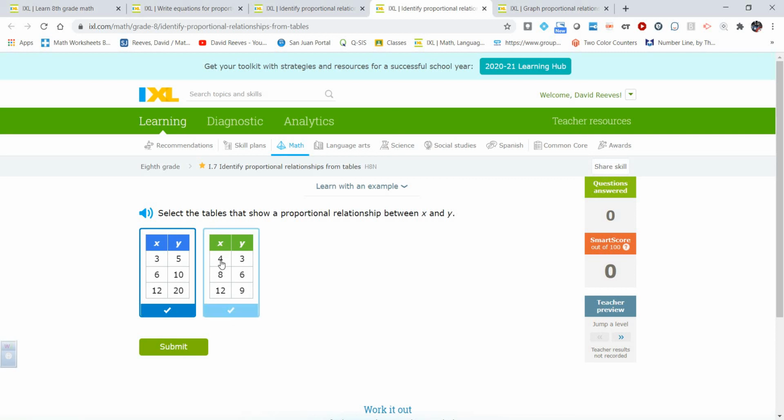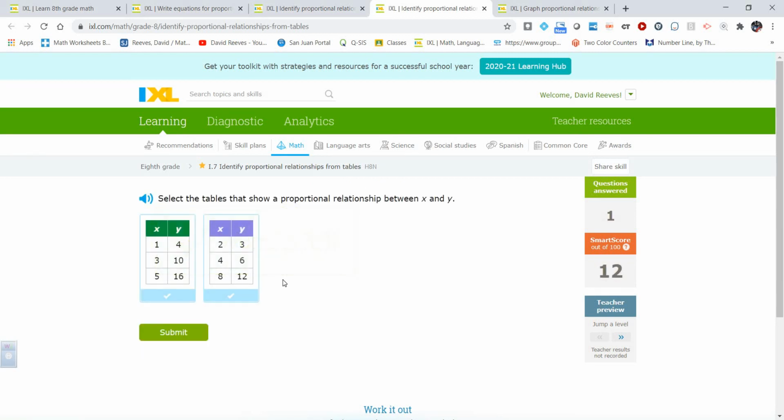What about this one? 3 over 4, 6 over 8, 9 over 12. They all simplify to 3 over 4. So they are both proportional relationships. All right, take a look at this one right here. This first one, 4 divided by 1 is 4. 10 divided by 3 is not 4, is it? 16 divided by 5 is not 4. So this one right here is a big no.